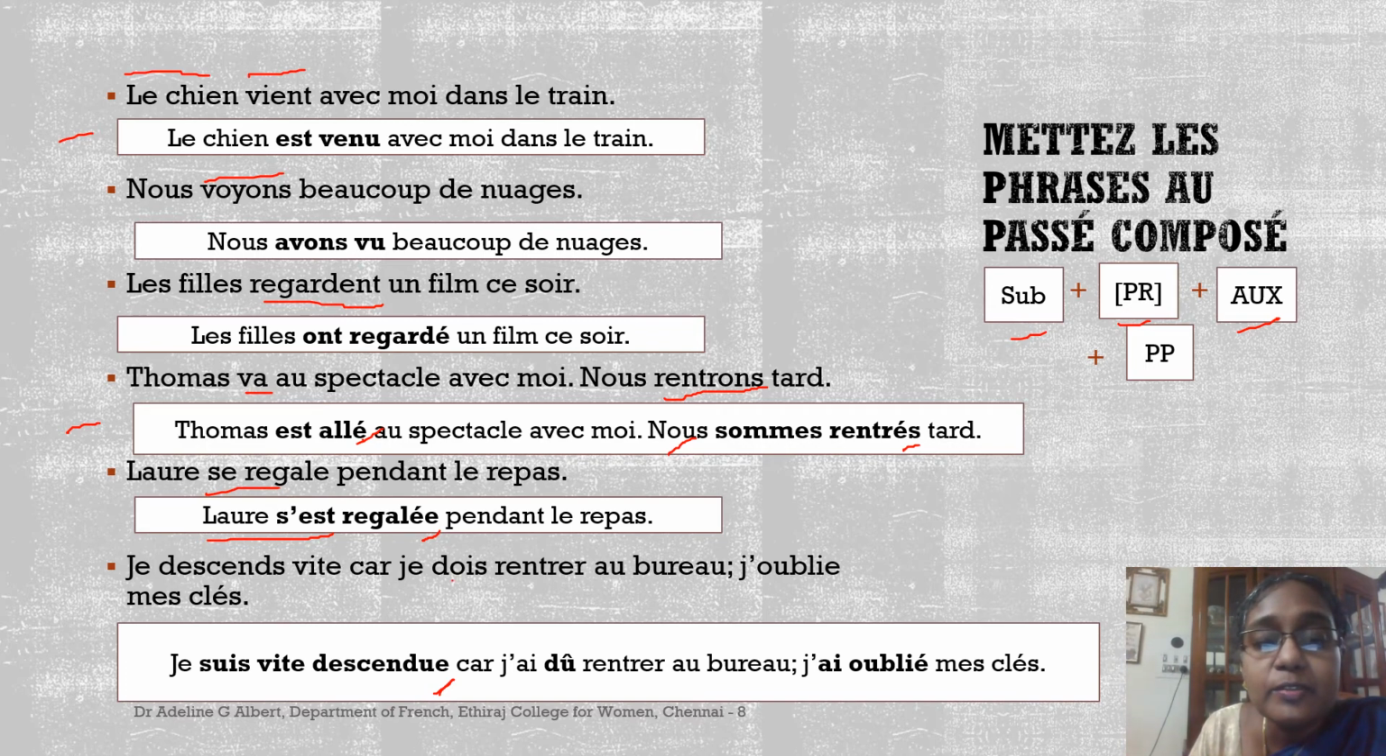Your second verb is dû, which comes from the verb devoir, and the next is the verb oublier, which means forget. So you have 3 verbs in this sentence. Yes. Now let's go on to negatives.